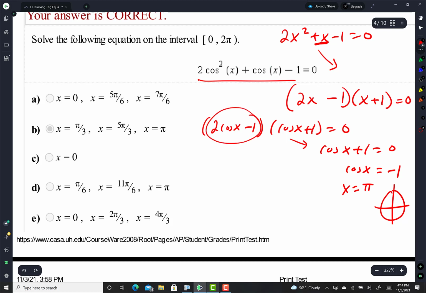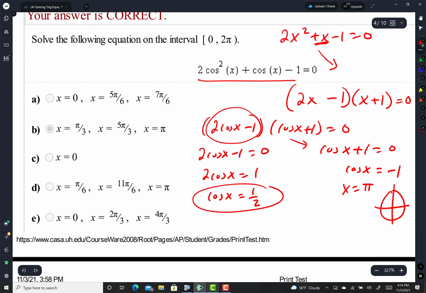Now let's do this one. 2 cosine x minus 1 equals 0. Why do I want it to equal 0? Because 0 times anything is 0. So where does 2 cosine x equal 1, divided by 2? Where does cosine x equal a half? Well, that on the unit circle happens at there and there, quadrant 1 and quadrant 4. That happens to be pi over 3 and 5 pi over 3. So there it is. So look for those two and that one. Pi over 3, 5 pi over 3, pi.